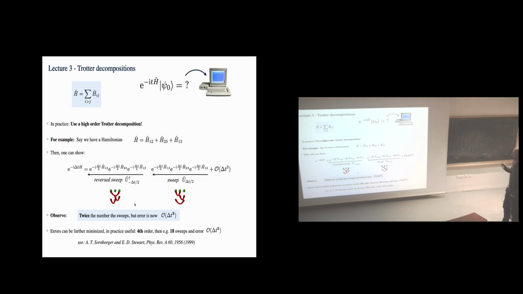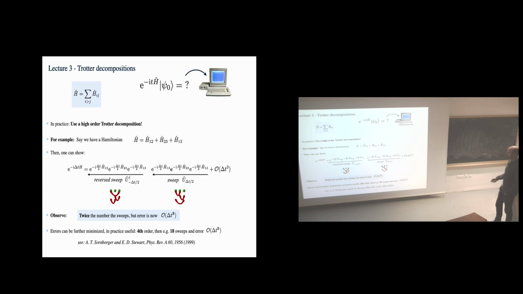But just to introduce the main concept, here I just give a simple example of what would be a second order method. Imagine I have some type of Hamiltonian where I have just 3 sites in my system. And let's say I have a Hamiltonian that couples 1, 2, 2, 3, and 1, 3. Then I can do the following. I introduce half the time step. And then I start by applying the time evolution for the Hamiltonian 1, 2. Then I go with 2, 3. Then I go with 1, 3.